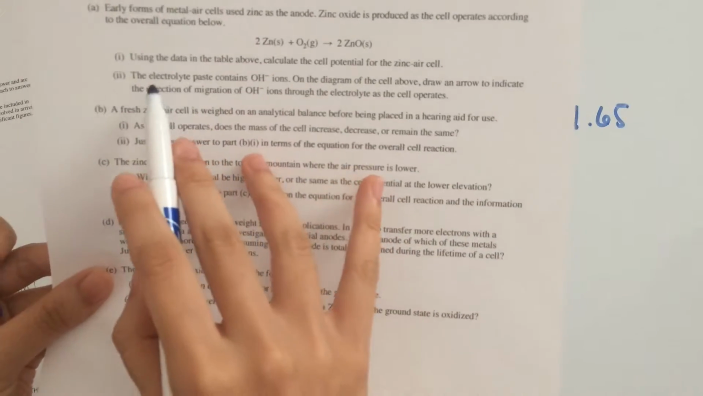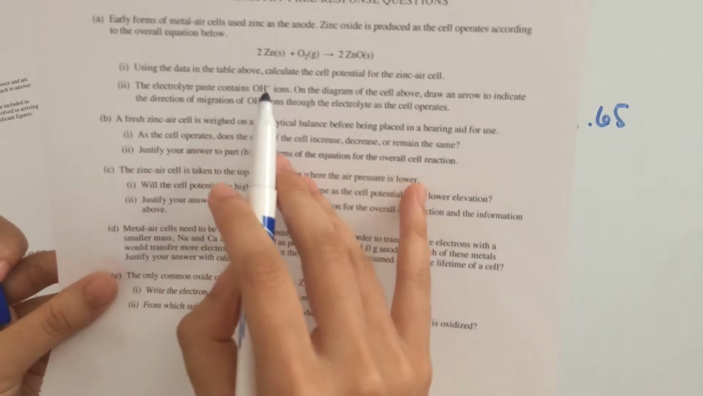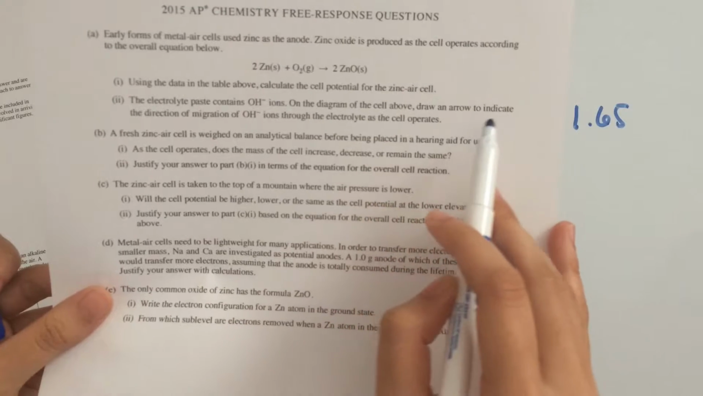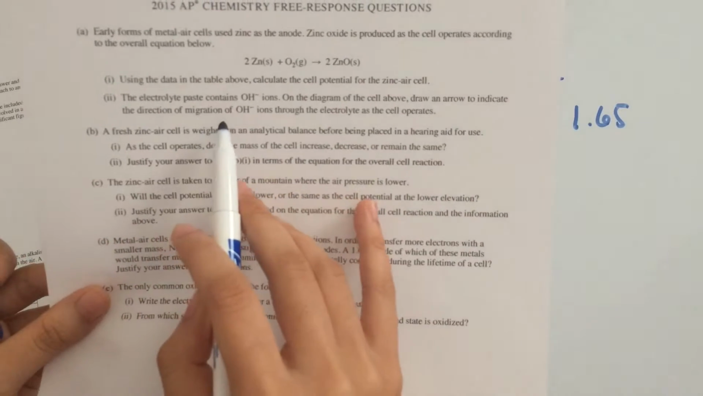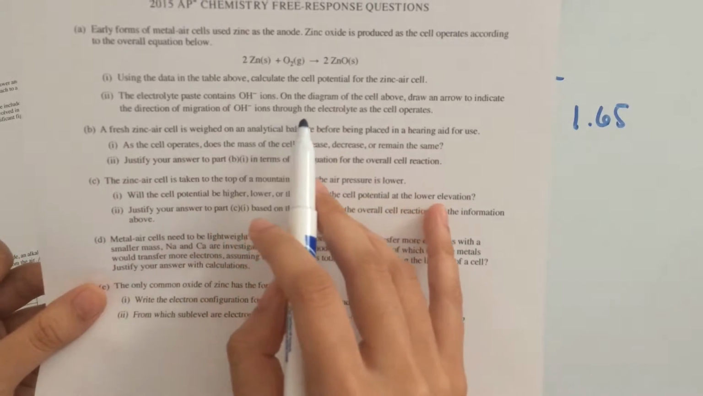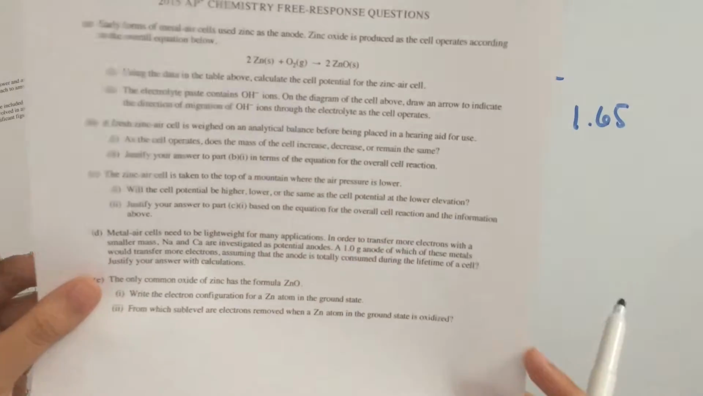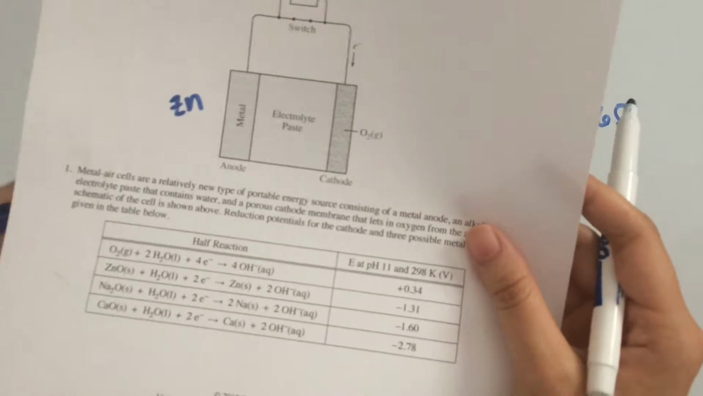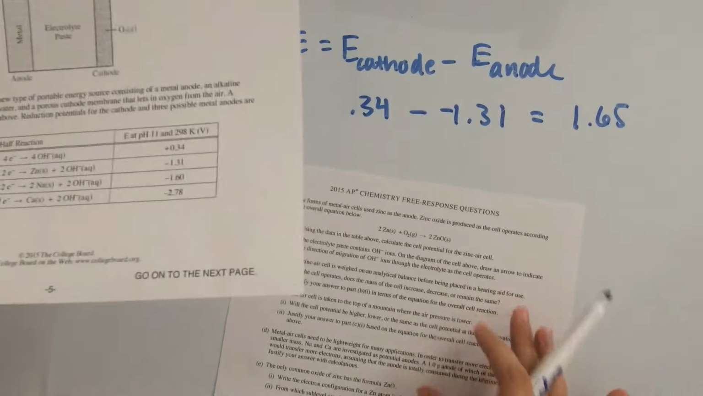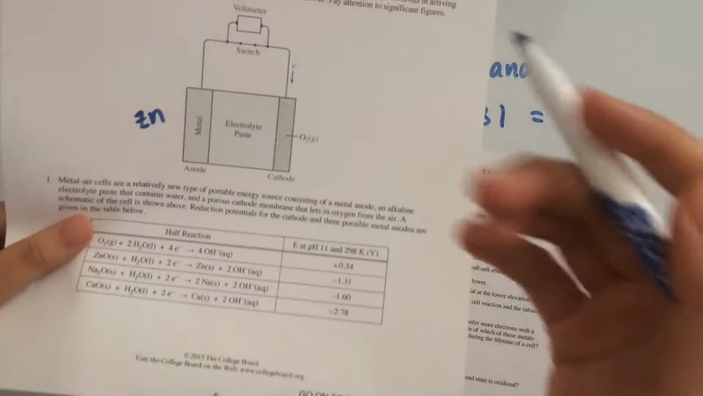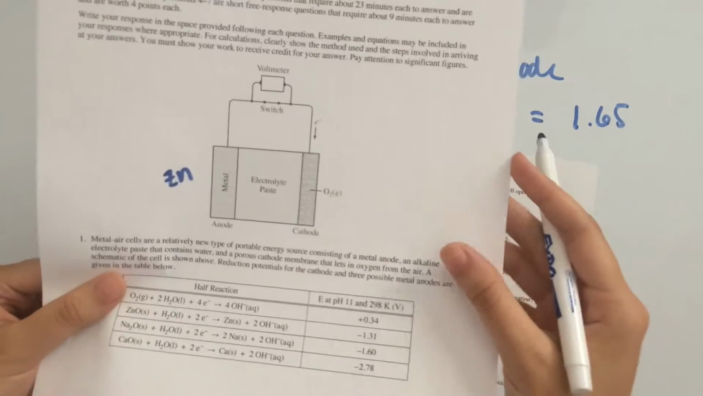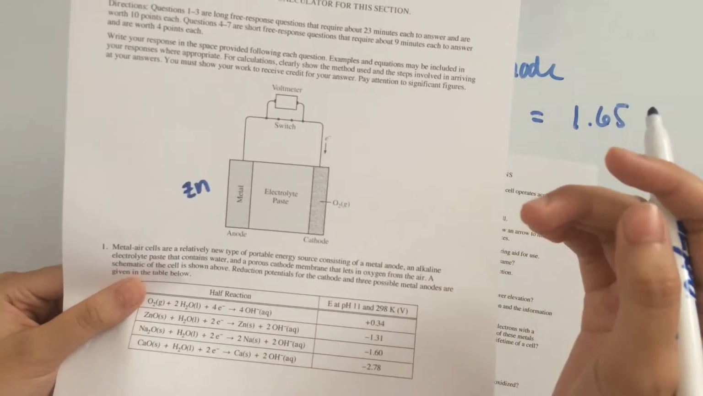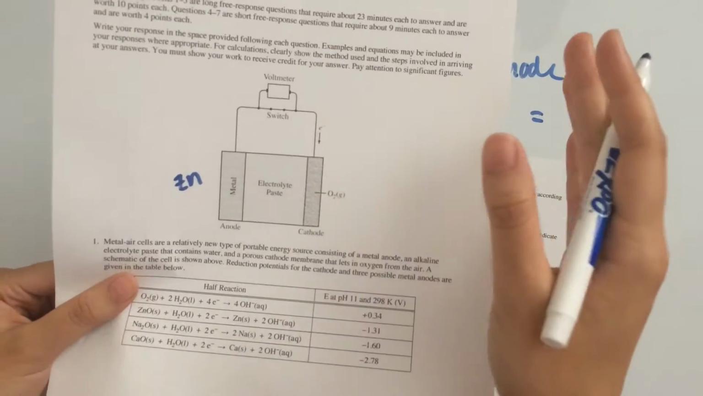Now it's asking, the electrolyte paste contains OH- ions. On the diagram of the cell above, draw an arrow to indicate the direction of migration of OH- ions through the electrolyte as the cell operates. Okay, so let's go back and look over here. So it's asking us what direction the OH- ions are going in. And OH- ions are negative, so they're going to want to go towards the direction that's more positive.